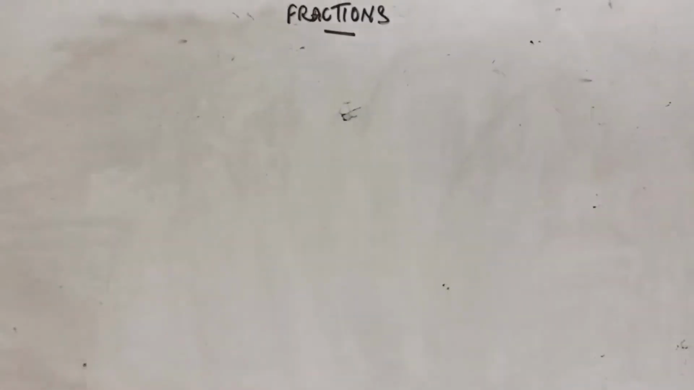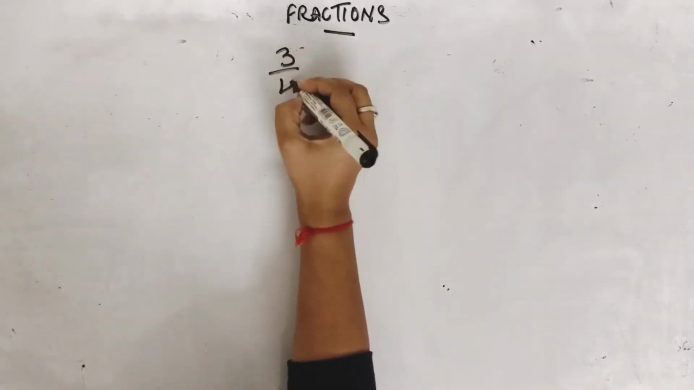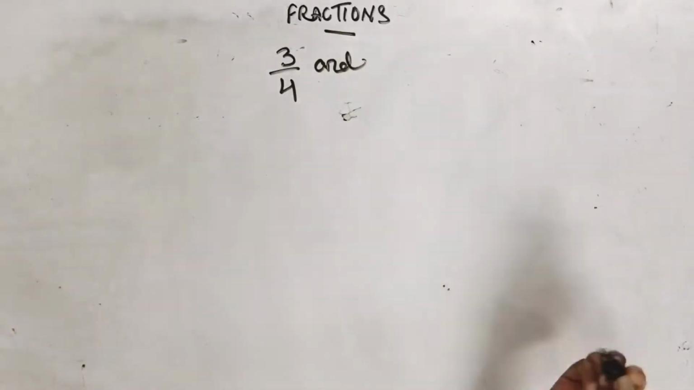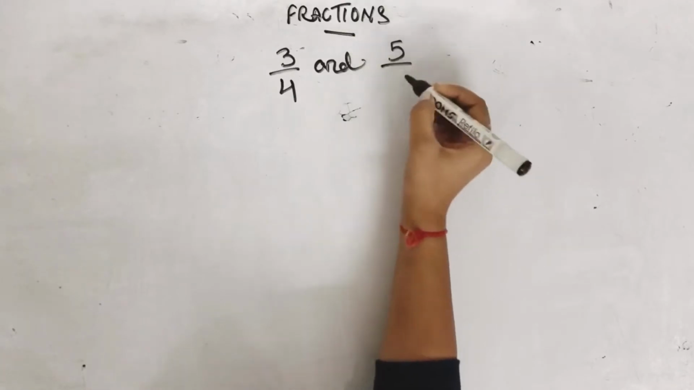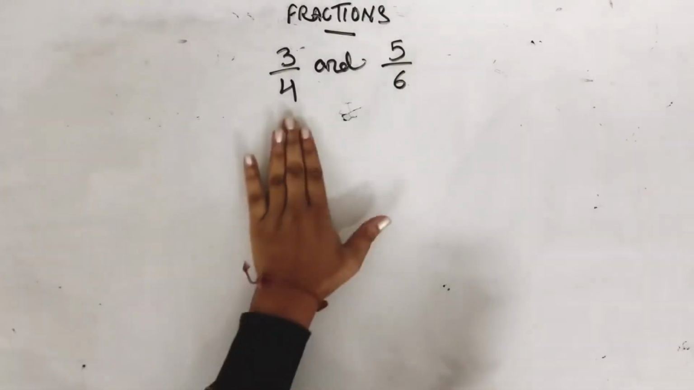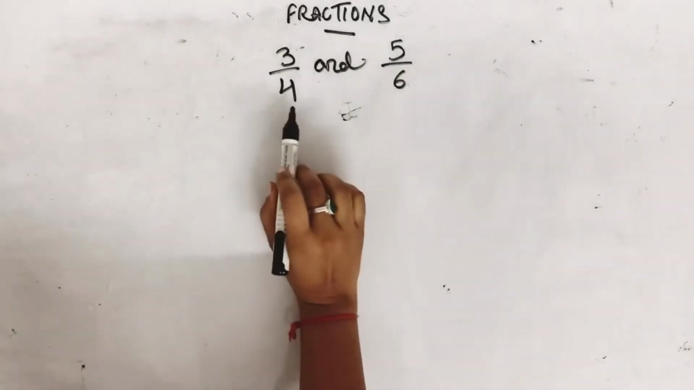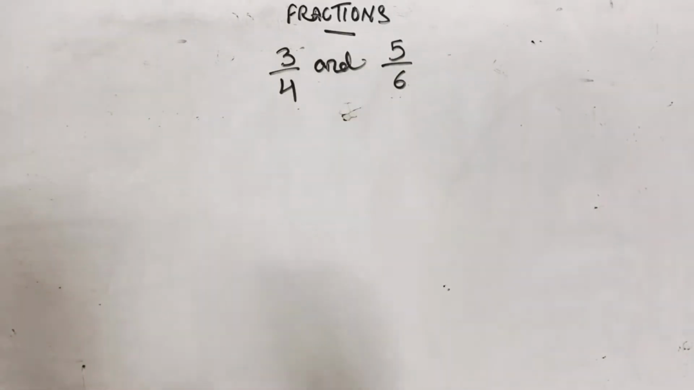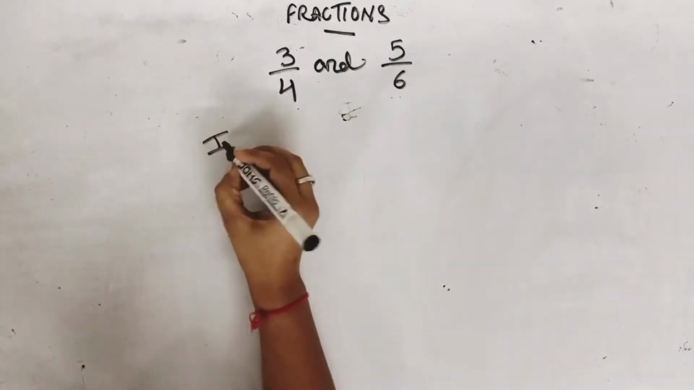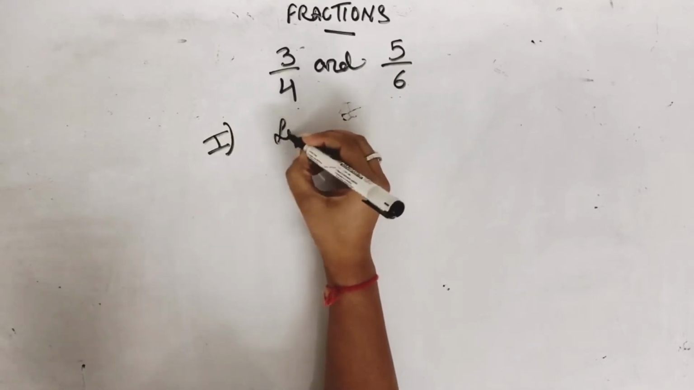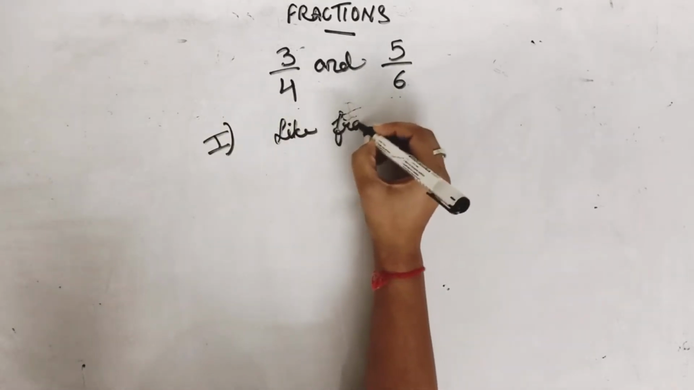Now let's say fractions are unlike fractions. It means their denominators are not same. I'm taking an example, 3 by 4 and 5 by 6. You have to add as well as subtract these two fractions. Now these fractions are not like fractions, their denominators are not same. So first step will be convert them into like fractions.